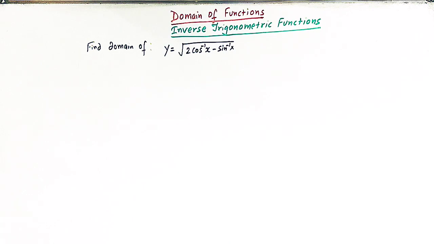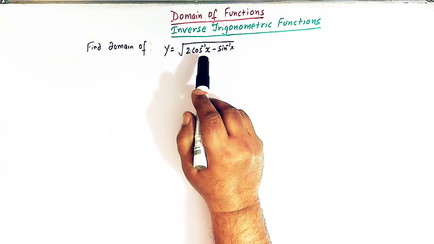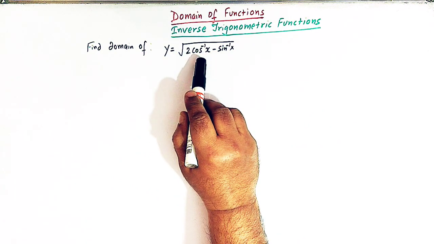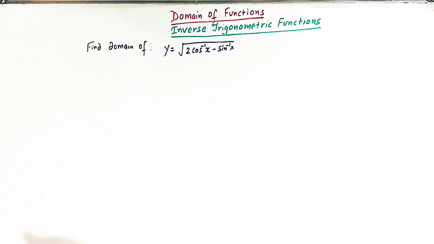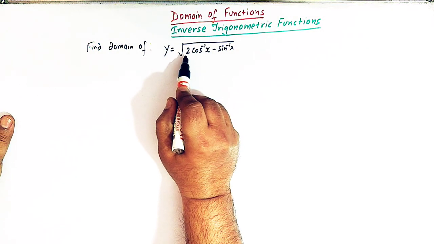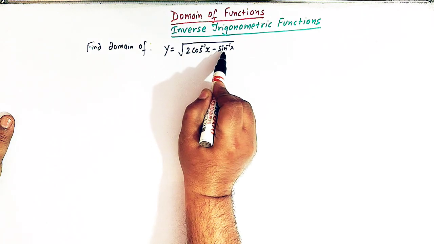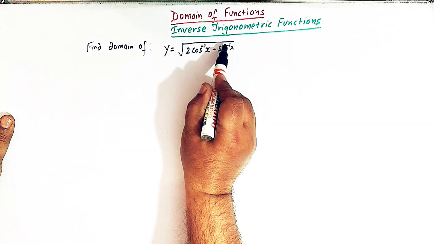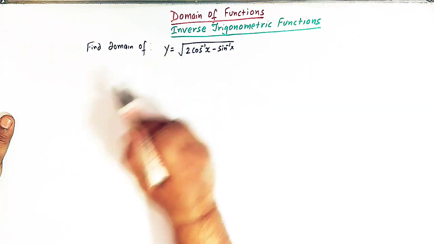Here we have a combination of two inverse trigonometric functions, and we'll see how we can find the domain of this function y with the help of the properties of inverse trigonometric functions. So let us start. Here we see that we have the expression 2 cos inverse x minus sine inverse x inside the square root sign.